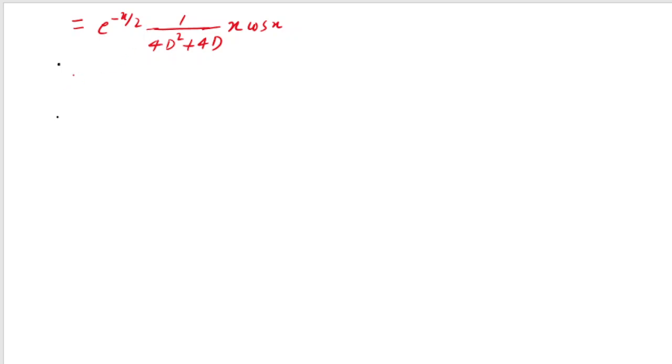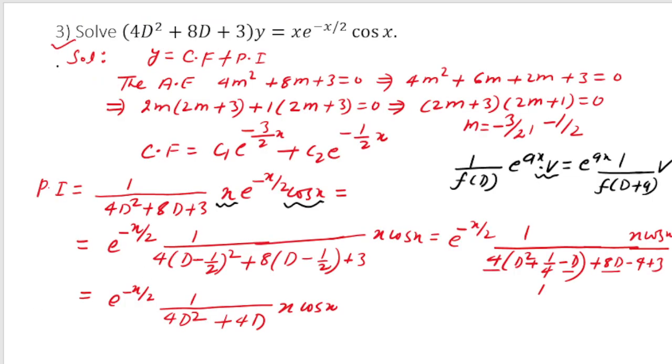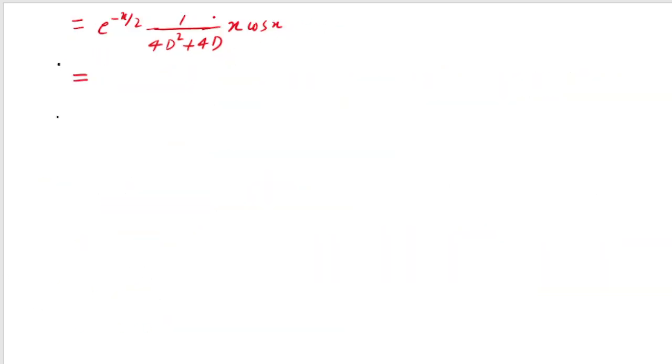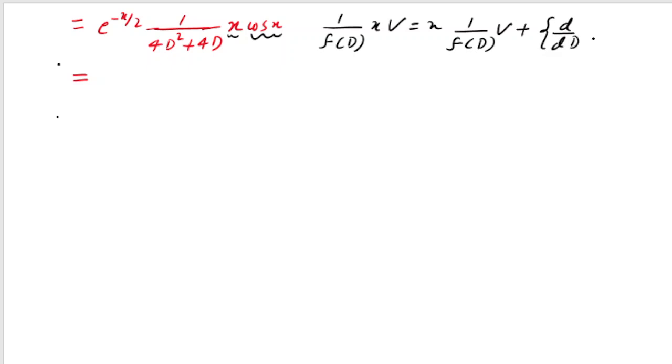So we have to apply the next result here, and I have already copied 4D square plus 4D on x cos x. The next result that we will be applying is a very standard result: 1 by f(D) operated on x into v. Here we have x and v as cos x, where v is a function of x. This is equal to x into 1 by f(D) over v, plus here we differentiate 1 by f(D) with respect to capital D, and that we operate on v.